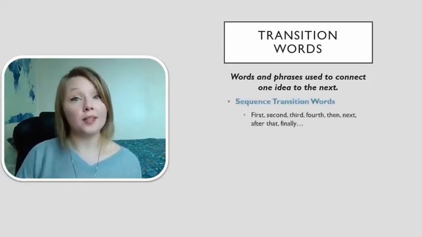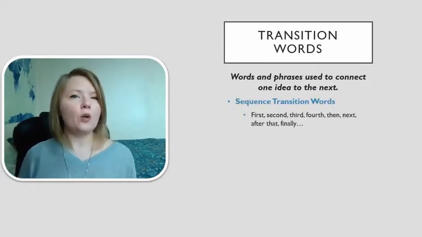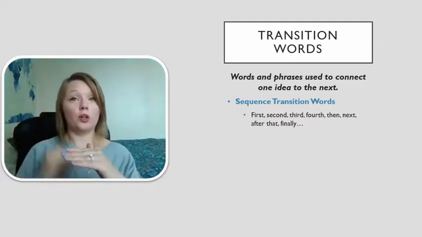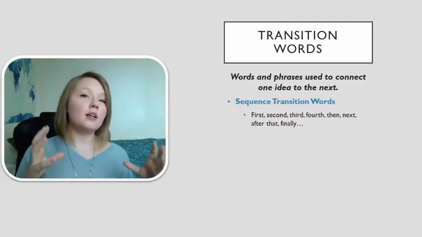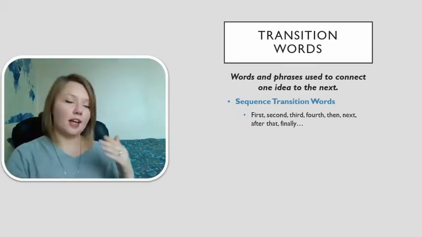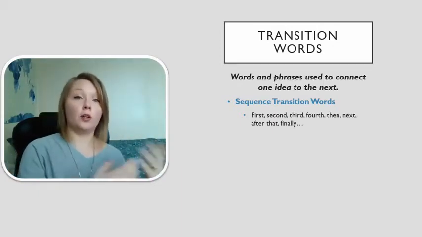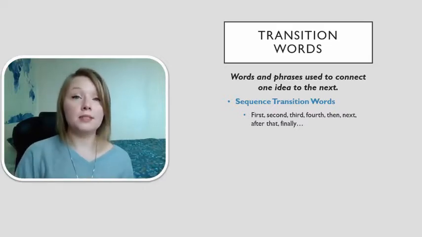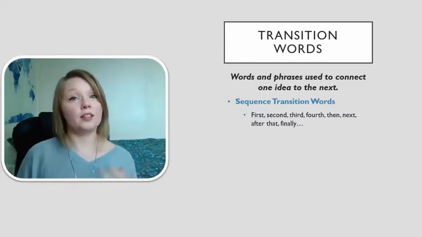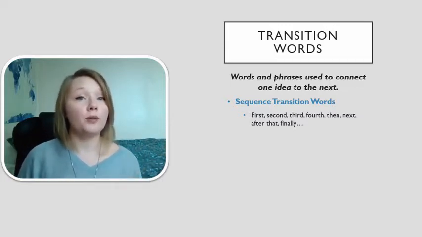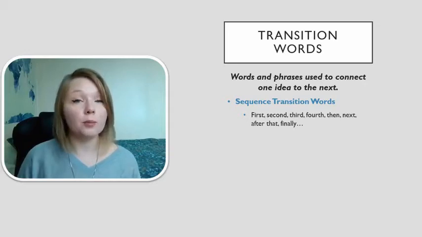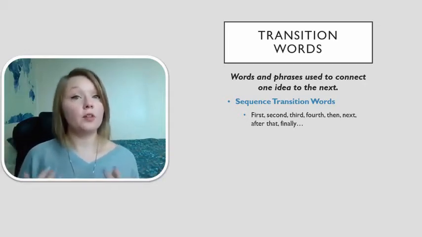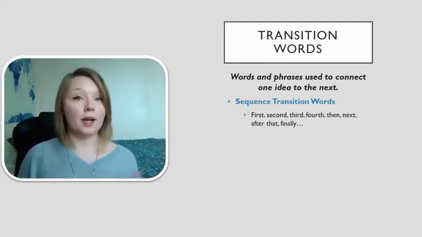First, we have sequence transition words. Sequence words are used to show the order things are going in, or if we're talking about time, we can say this happened first, second, third, and so on. We can also use words like then, next, after that, and finally. One common way we see sequence transition words used in presentations in the body section is to start the paragraph. For example, first I will talk about how I made the decision to learn another language.